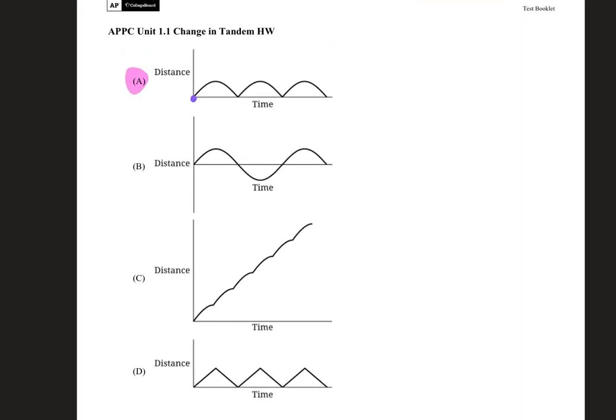You would start as though this was the wall. You're going away from the wall. Then you're coming back towards the wall. Then you're going away from the wall. You're coming back towards the wall.